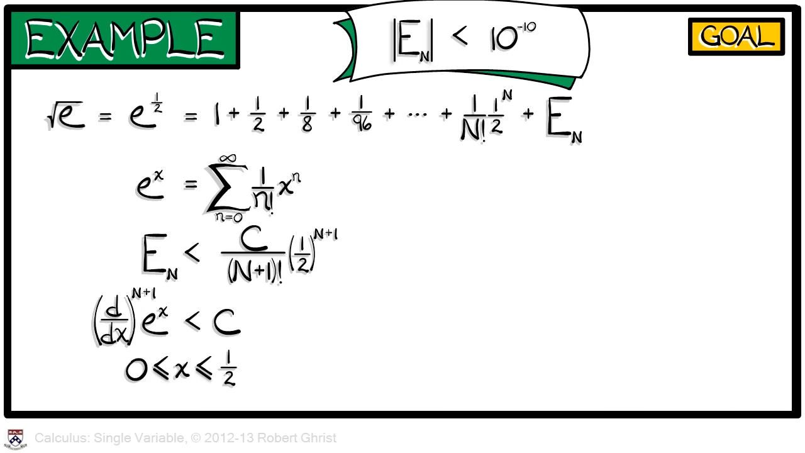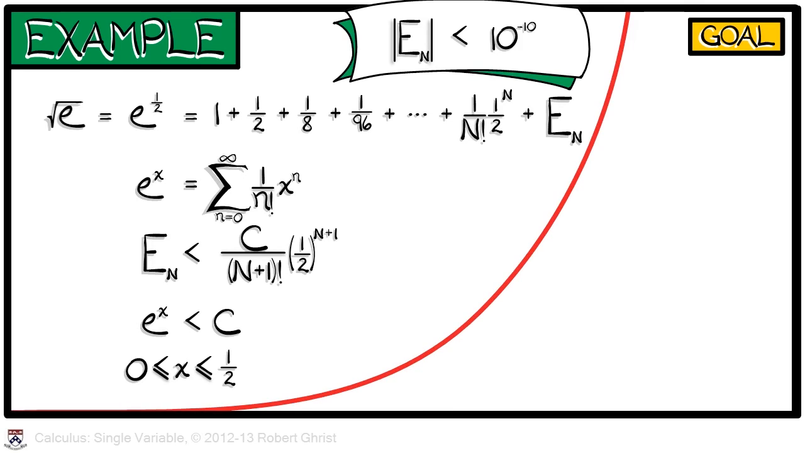Now, fortunately, derivatives of e to the x are easy to compute. That's just e to the x. So what is a good upper bound for e to the x? Well, since e to the x is increasing, then a good upper bound would be the right-hand endpoint, e to the 1/2. Well, that number is maybe not so easy to work with. So let's just say 2, because I know that 2 is a reasonable upper bound for e to the 1/2.